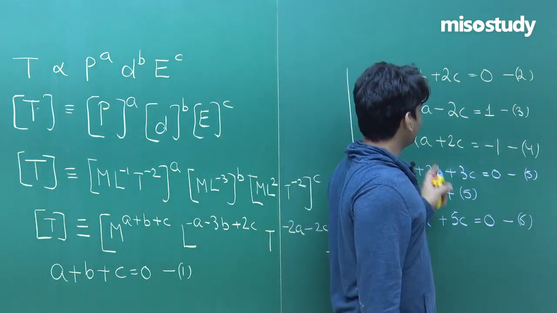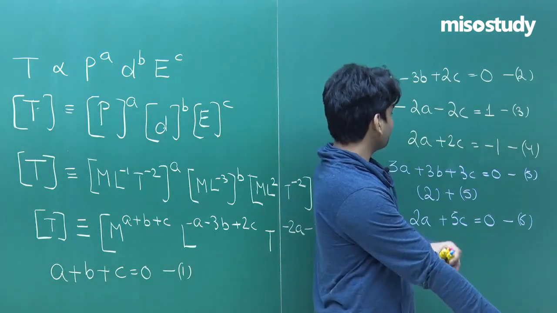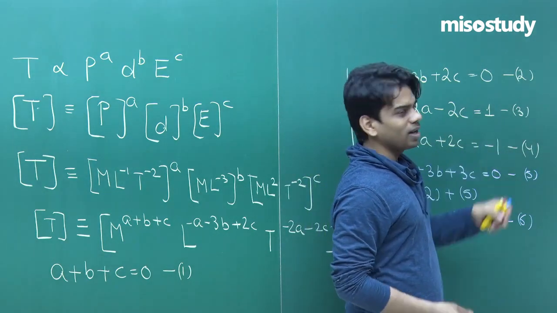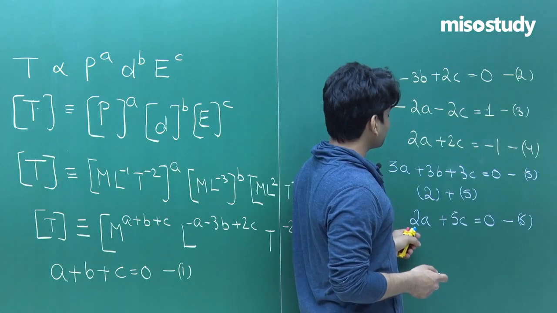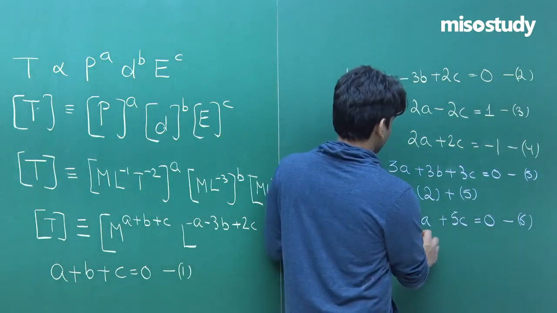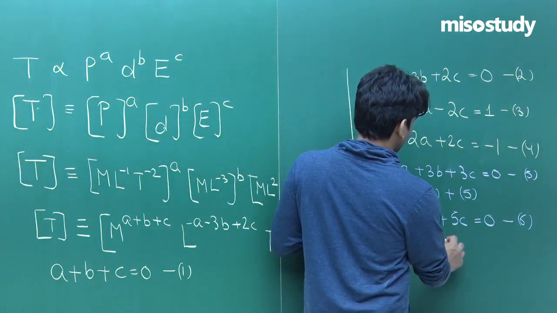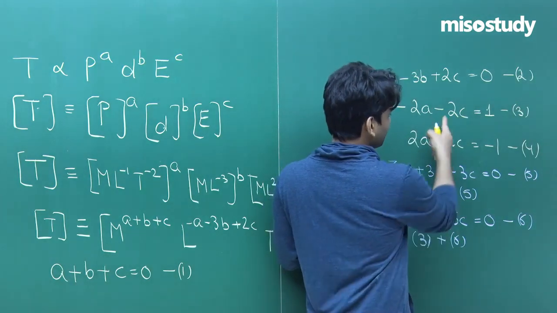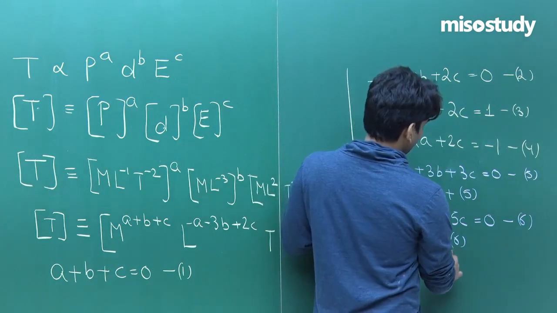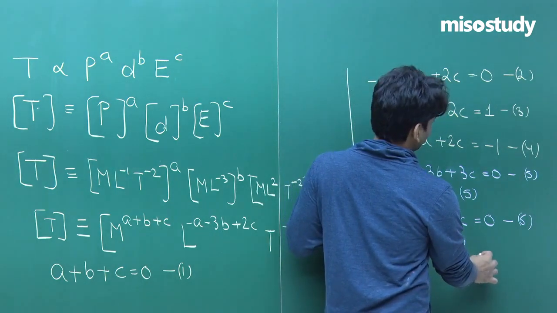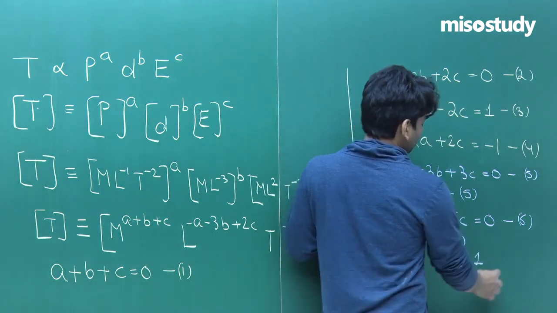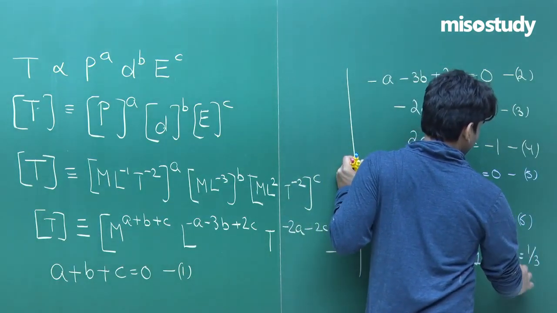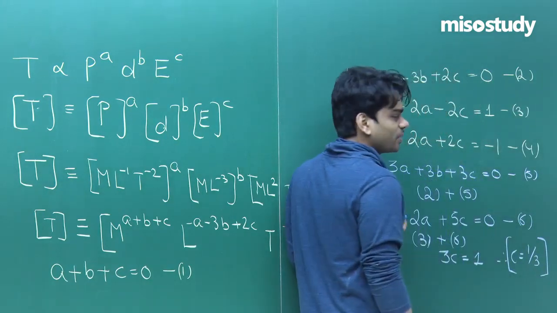2A plus 2C equals minus 1. Or what we can do, we can see equation number 3, minus 2A minus 2C equals 1. So if we add equation number 6 with equation number 3, 2A minus 2A will be cancelled out, 5C minus 2C will be 3C, 3C comes out to be equal to 1, so C equals 1 by 3. Let's note this first answer, C equals 1 by 3.